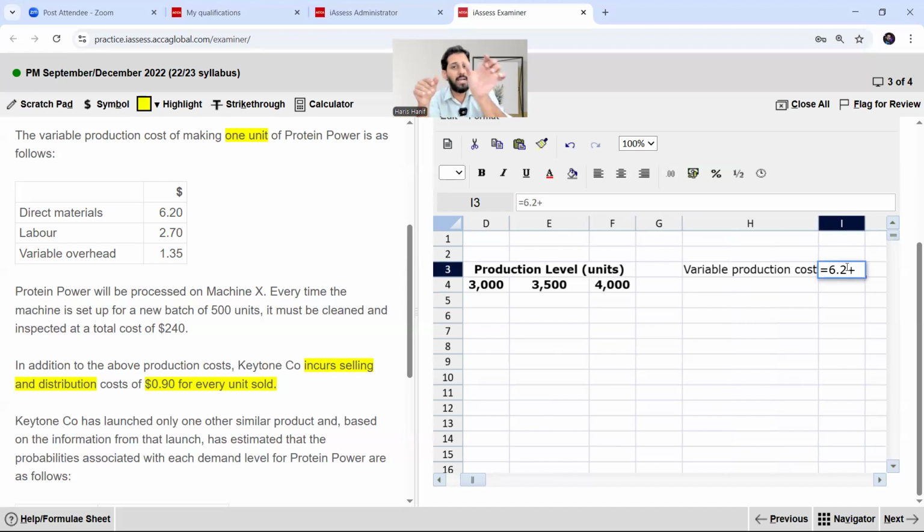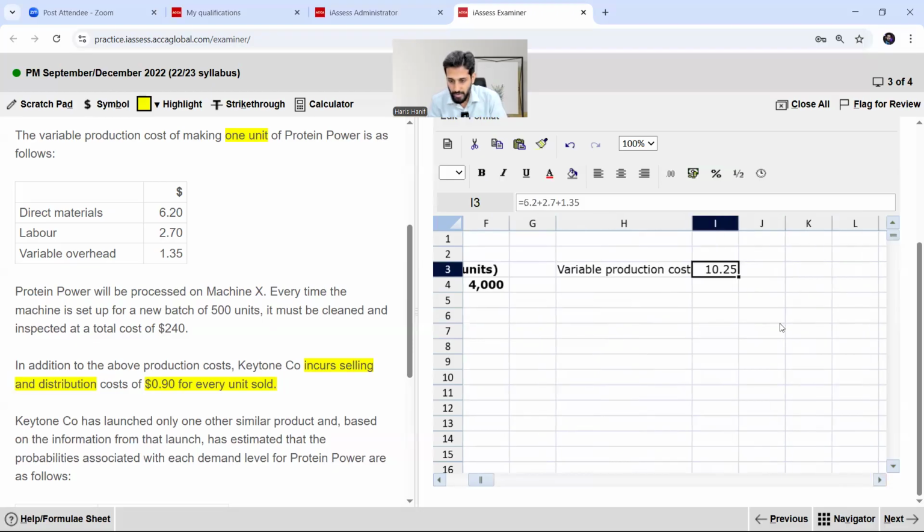My variable production cost is equal to 6.2, that is material, plus 2.7, plus 1.35. So this is 10.25. Whenever I need the total cost, I will just have to select my total variable cost. Variable production cost 10.25 per unit. It has been given, so I have not written anything abnormal. I have written simply the total. Every time the machine is set up for a new batch.